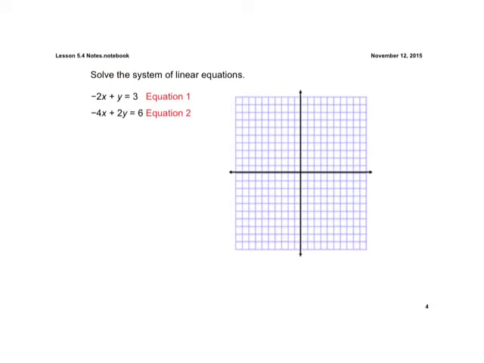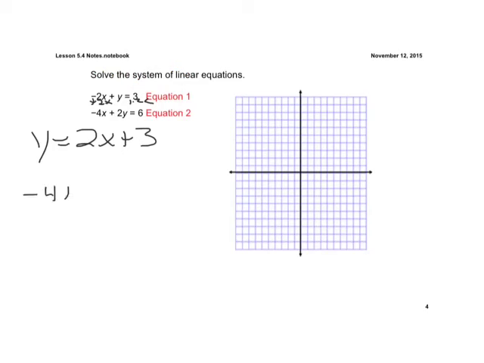Alright, let's go on to this one. Again, we're going to graph it. We need to solve this system. Let's see, we need to get y by itself. So let's work with that first equation here. So y equals, we're going to move our 2x to the other side, add 2x. When we do that, we're left with 2x plus 3. That's our first equation.